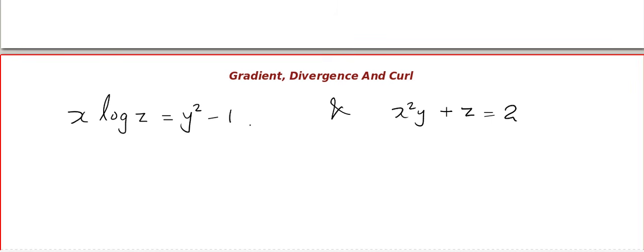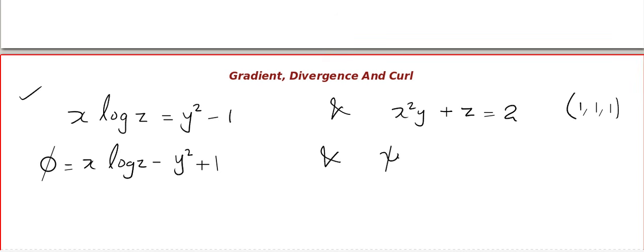I saw a very similar question in 2077, I guess. The only difference was instead of 2 they asked equal to 0. And the point is 1 comma 1 comma 1. Okay, so what is the first thing to do? Yeah, take everything to the left side and call it phi.